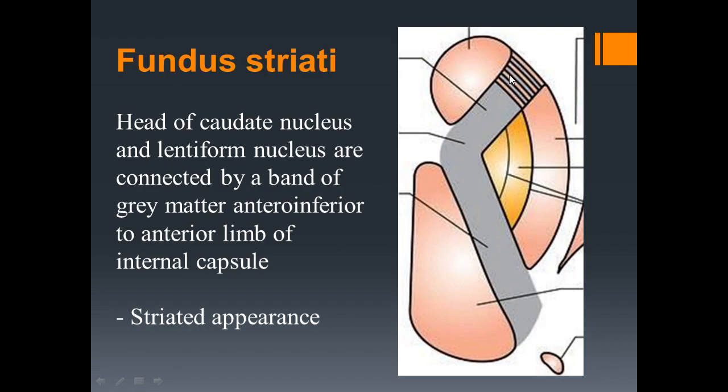So this band of grey matter is situated antero-inferior to the anterior limb of internal capsule. And this band of grey matter connects the caudate nucleus to lentiform nucleus. And this is called as fundus striatum. And this fundus striatum gives striated appearance to the corpus striatum. And therefore the name corpus striatum.